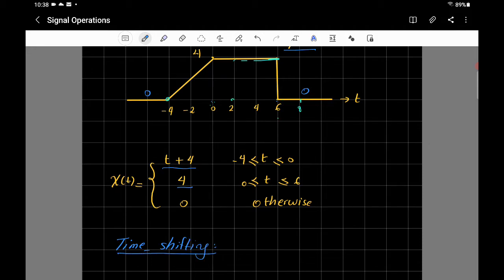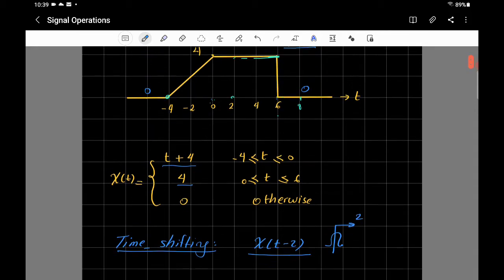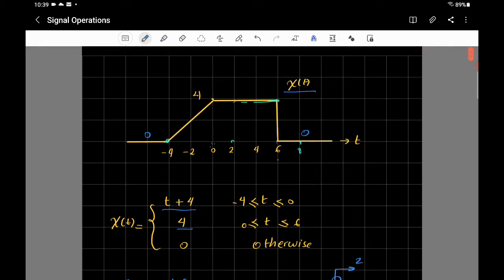Time shifting could be to the left or to the right, or sometimes we call it delayed and advanced. The first one, x of t minus 2. When you say x of t minus 2, it means the whole graph is going to move 2 units towards the right. Let's see how we can do it in this one.